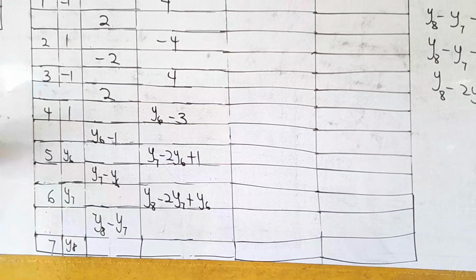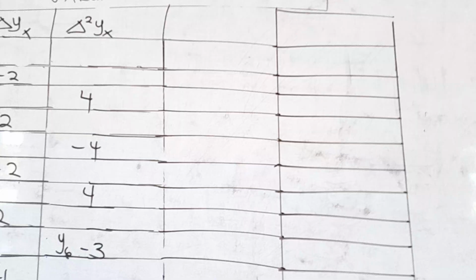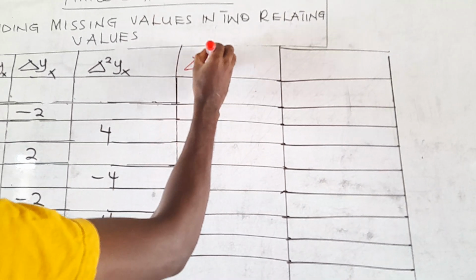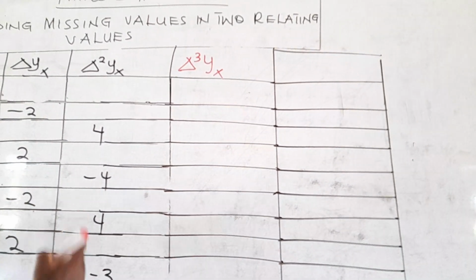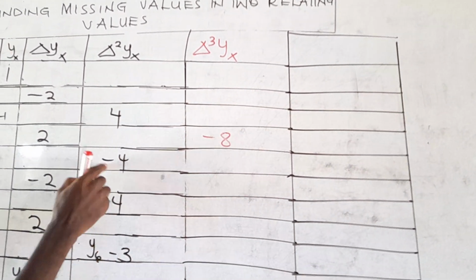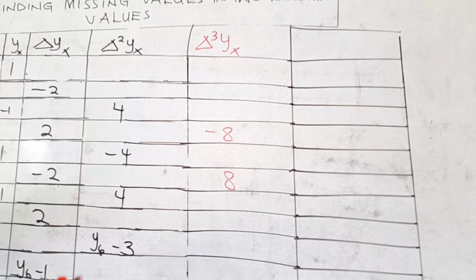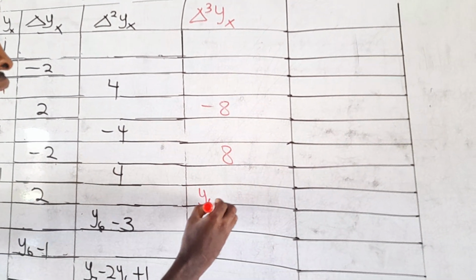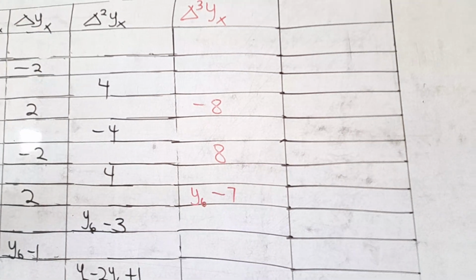We find a third difference too. So our third difference, which is del cube y subscript x, negative 4 minus 4, that will be negative 8. 4 minus negative 4, that will be 8. Then y6 minus 3 minus 4, that will be y6 minus 7.